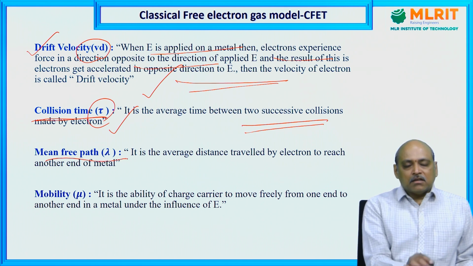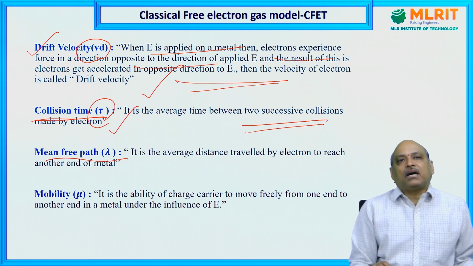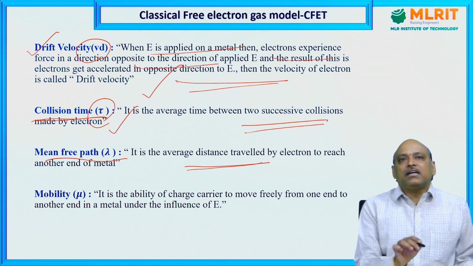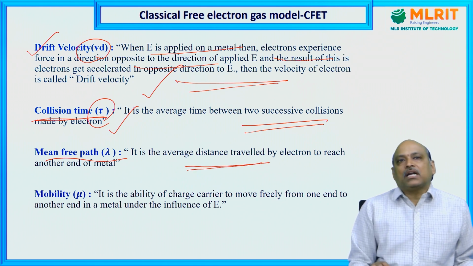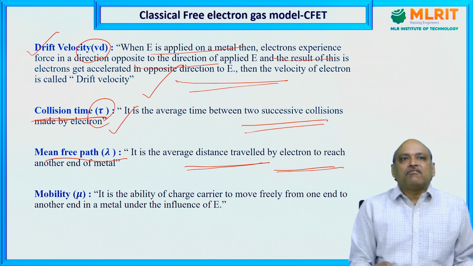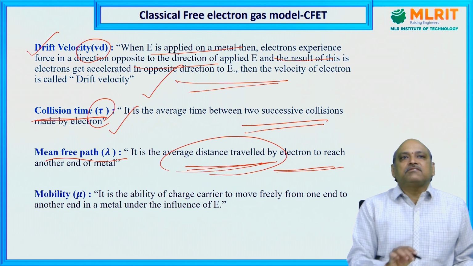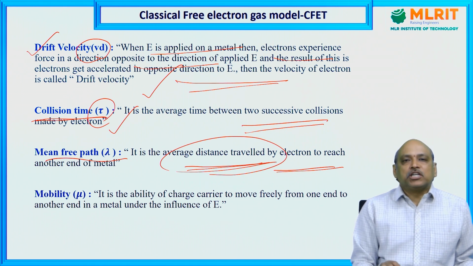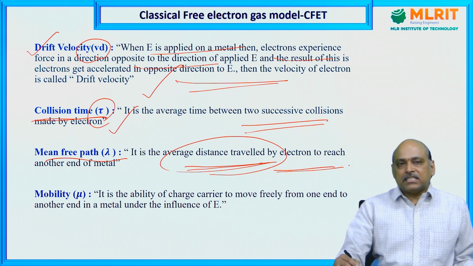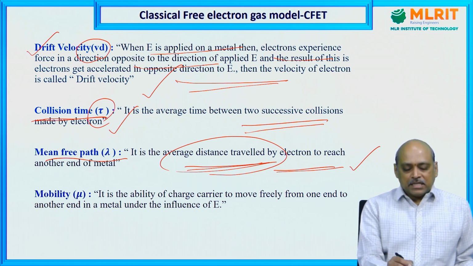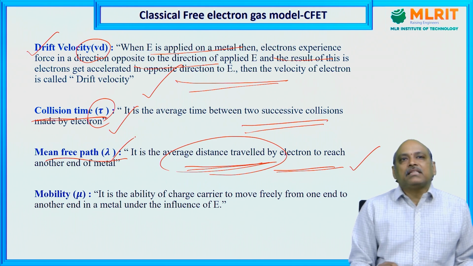Now, the third one is the mean free path. It is the average distance. When you apply an electric field, an electron moves from one place to another. The average distance traveled by an electron from one end to another end, in angstrom units or nanometers, is called the mean free path, and we represent the mean free path with the symbol lambda.